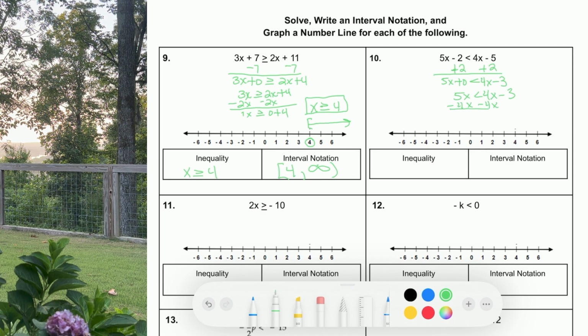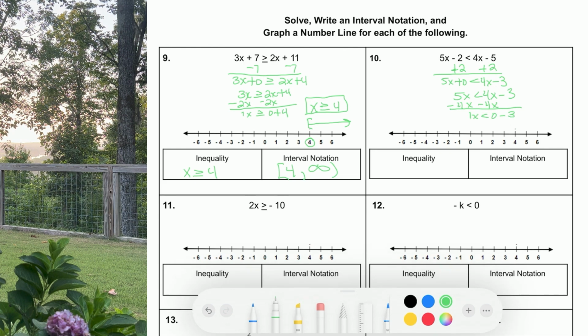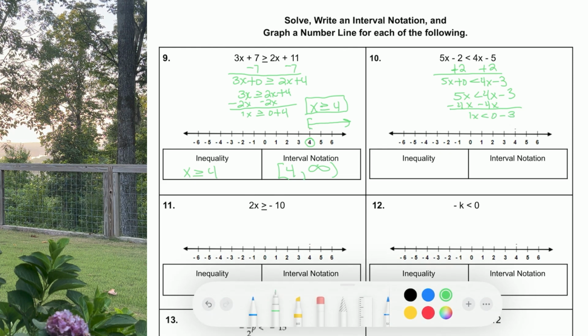Now I'm going to subtract 4x from both sides. I get 1x is less than 0 minus 3. So my inequality is x is less than negative 3. So I'm going to write that here.